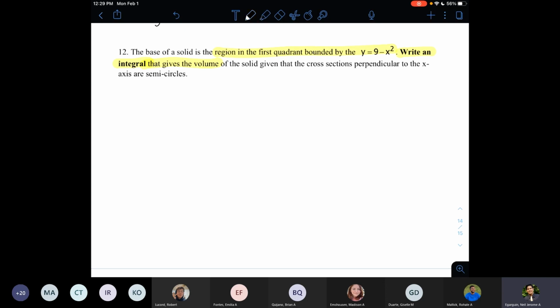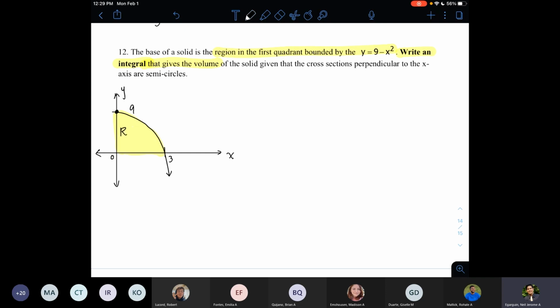Okay, going back to the problem, the base is in the first quadrant, bounded by the parabola 9 minus x squared. 9 minus x squared is a parabola opening downwards with vertex when x is equal to 0, giving us y equals 9. And then the point of intersection here, when y is 0, x is equal to 3. Maybe I'll put the 3 over here. This is x equals 0. This is the region R.